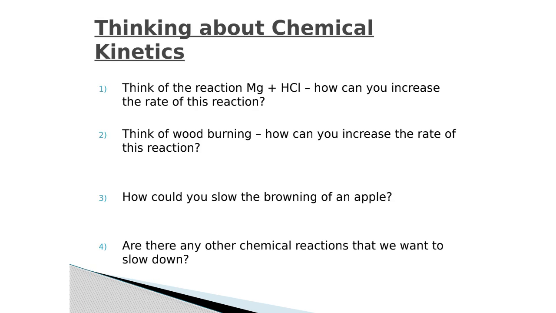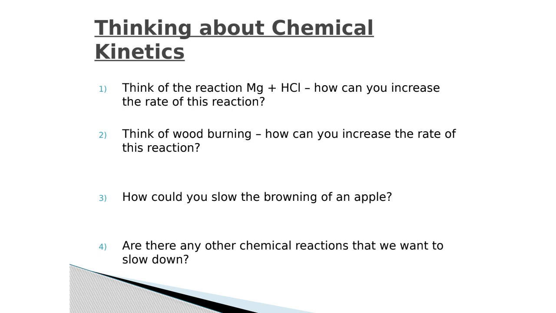So I'm going to give you a little bit of work to do here, and I want you to think about rates of reactions in these 4 scenarios, and how could you change the rate of the reaction. So for the first one, if we think about the standard magnesium metal and hydrochloric acid, what could you do, thinking of those previous 5 factors, that would increase the rate of that reaction? For wood burning, think of those 5 factors, which of those would apply and that would allow you to increase the rate of a piece of wood burning?